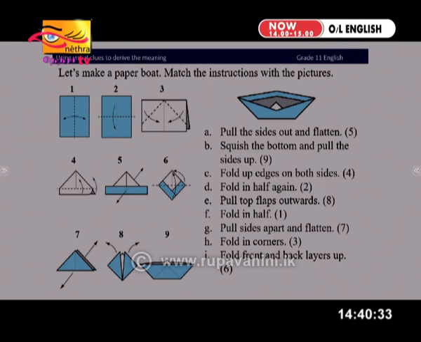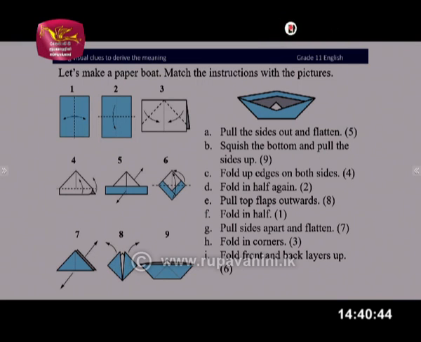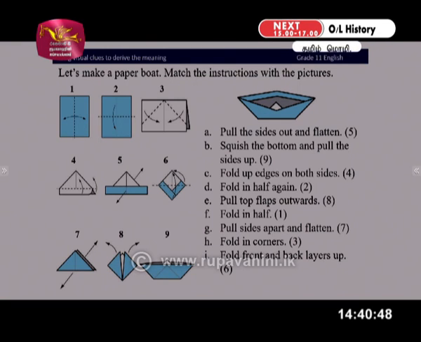Number 4, fold up edges on both sides. Number 5, pull the sides out and flatten. The instruction 6, what does it say? It says fold front and back layers up.